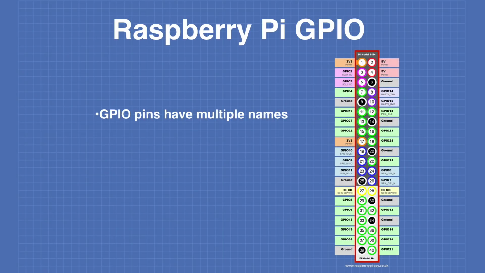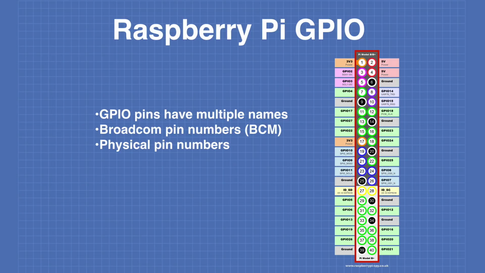GPIO pins can be referenced using multiple naming schemes. The most common one is the Broadcom pin number scheme. This is the actual pin number on the Broadcom chip and not the pin number on the GPIO. The physical pin number is also sometimes used. With many GPIO libraries, you need to declare which numbering scheme you are using at the beginning of your program.